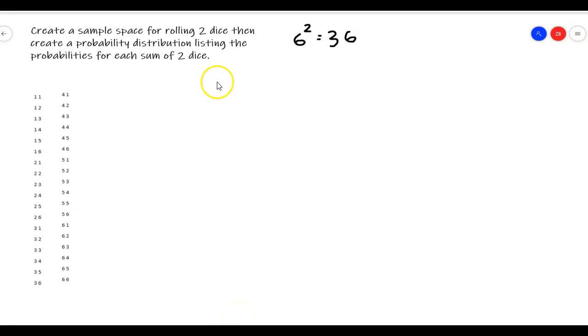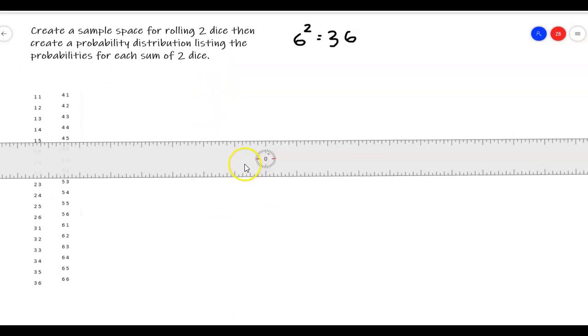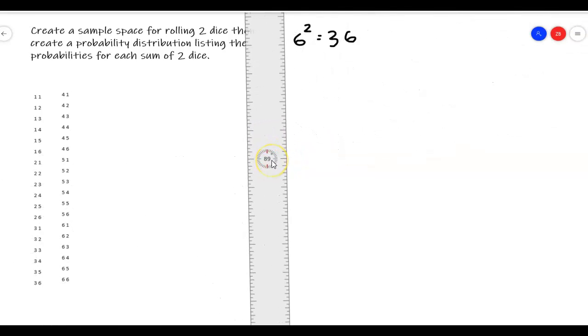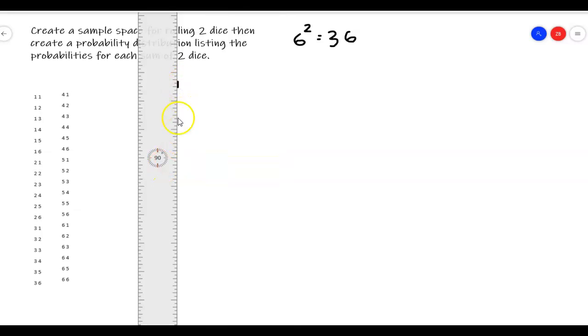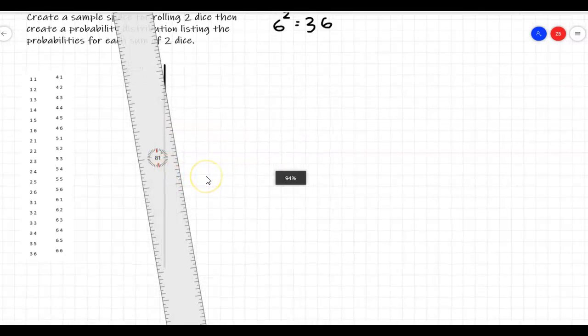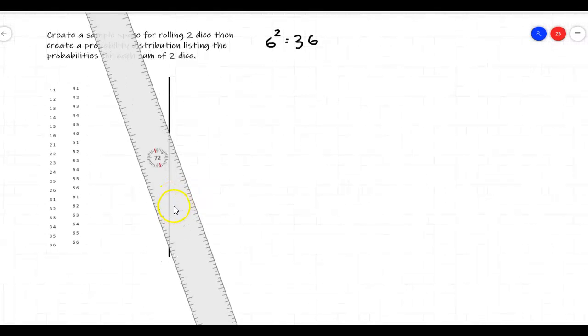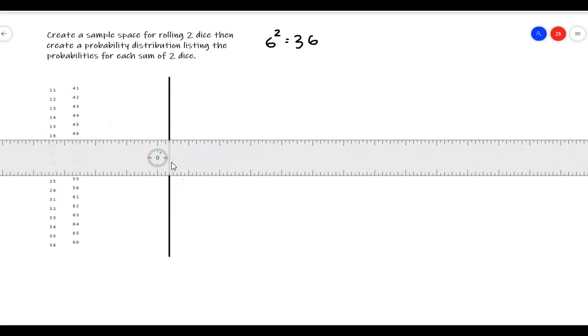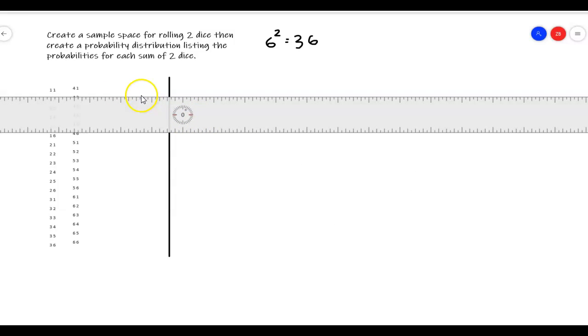So what I'm going to do here is start making a table. Let's go ahead and use the ruler for this one. So I'll make it a little bit nicer here. Alright, so I got a nice view. Microsoft Whiteboard has its good parts and its not so good parts. Okay, so it's going to look something like this, and let's get rid of the ruler here.